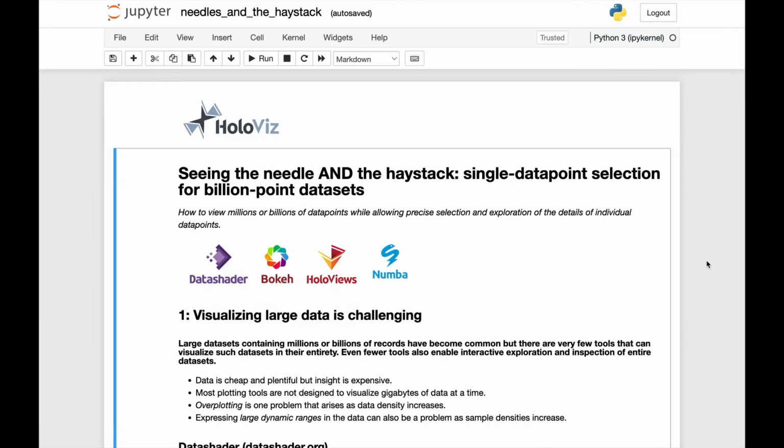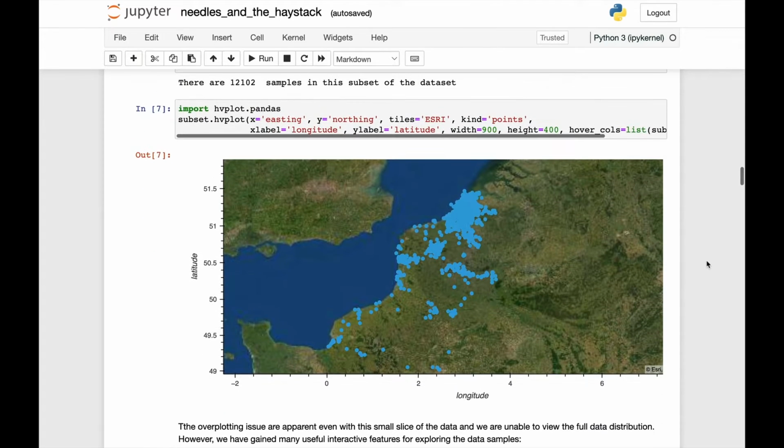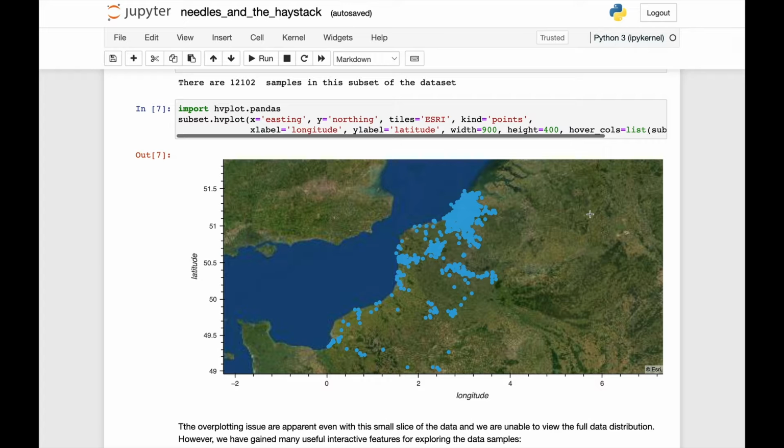So here's the notebook. Let's scroll down to illustrate the problem with regular plotting. So this is a regular interactive plot, which is great because you can see individual data points with information. But because there's so many data points, they start to overlap and you lose sight of the big picture.